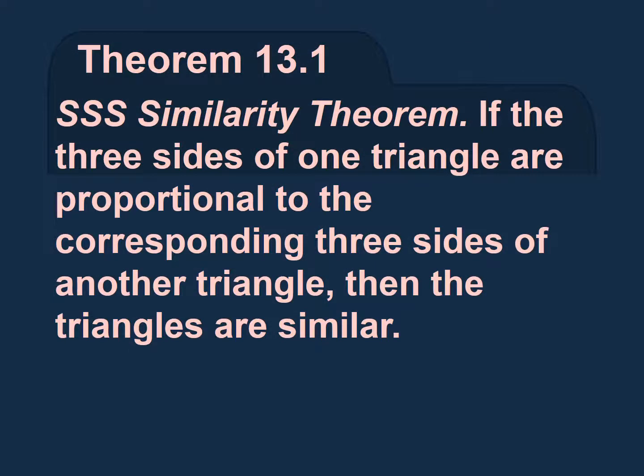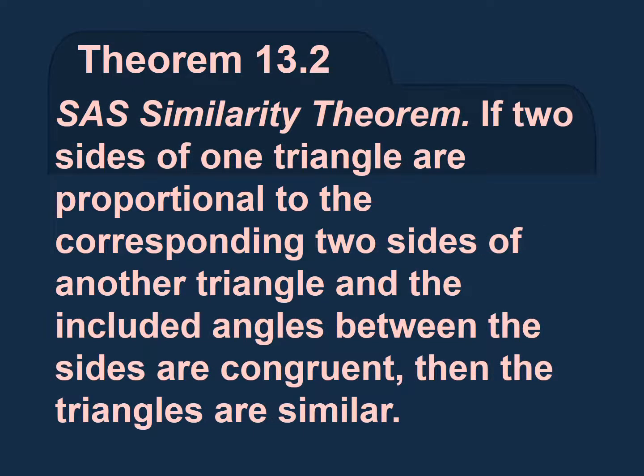Our theorem that we're going to look at is the side-side-side theorem, and it says that if three sides of one triangle are proportional, so not equal, not congruent, but proportional to the corresponding three sides of another triangle, then the triangles are similar. Then you have the side-angle-side similarity theorem, and it says if two sides of one triangle are proportional to the corresponding two sides of another triangle, and the included angles between the sides are congruent, then the triangles are similar.